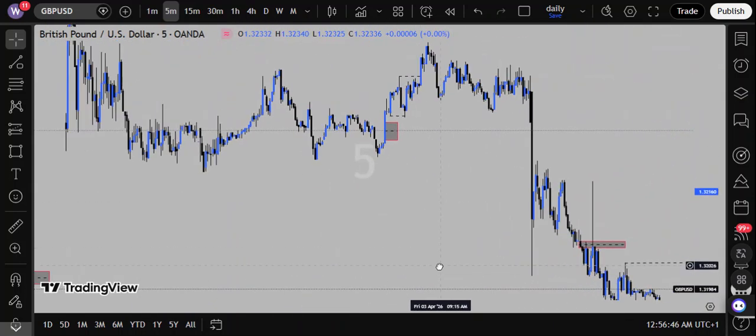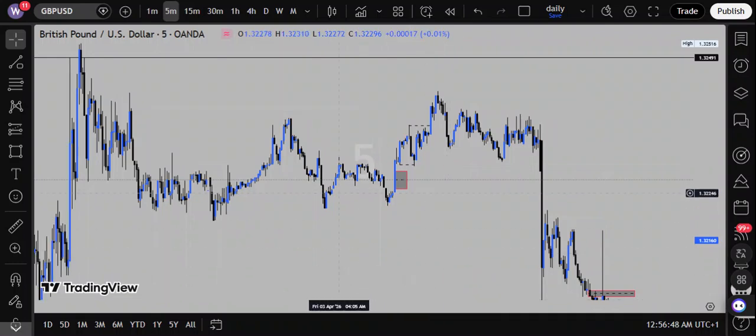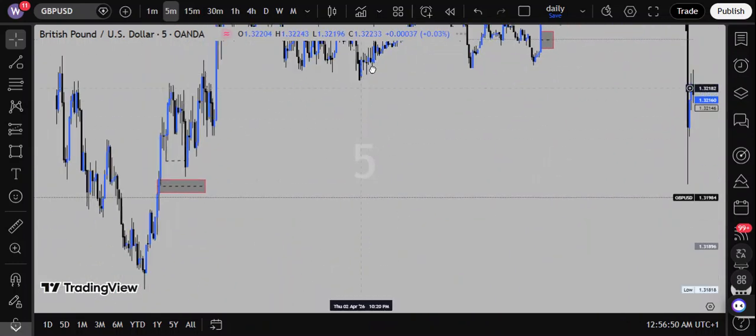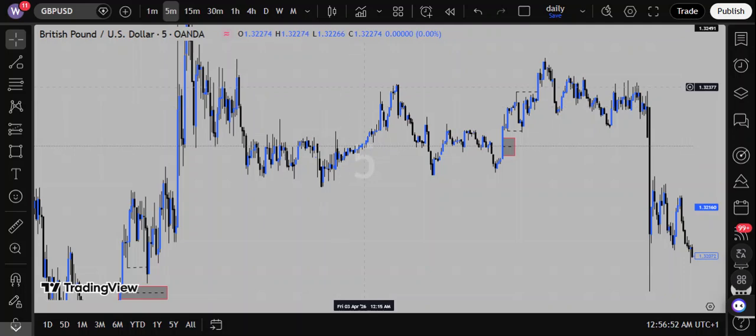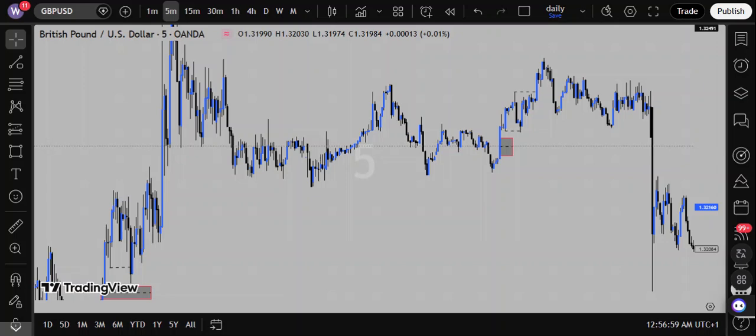Now let's look at another example. Look at this. See that we've been bullish all the way here. Look at this particular one as well. Fair value gap, liquidity resting above that fair value gap. Price took out that liquidity right there and pushed upward, right?